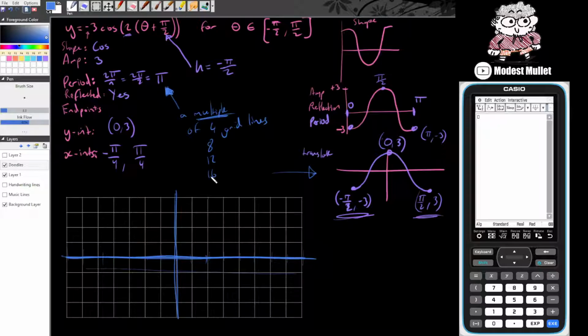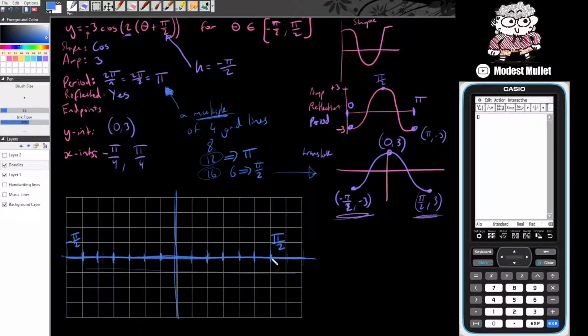In this case, I can't fit 16, so I'm going to choose 12 grid lines to be the whole period. So 12 grid lines is equal to pi. And from there, 6 grid lines is going to be equivalent to pi on 2. So I can count out 6: 1, 2, 3, 4, 5, 6. That's going to be pi on 2. And I can go negative the same: 1, 2, 3, 4, 5, 6, and that's going to be negative pi on 2. If I count those up, 12 grid lines gives me the period of pi.